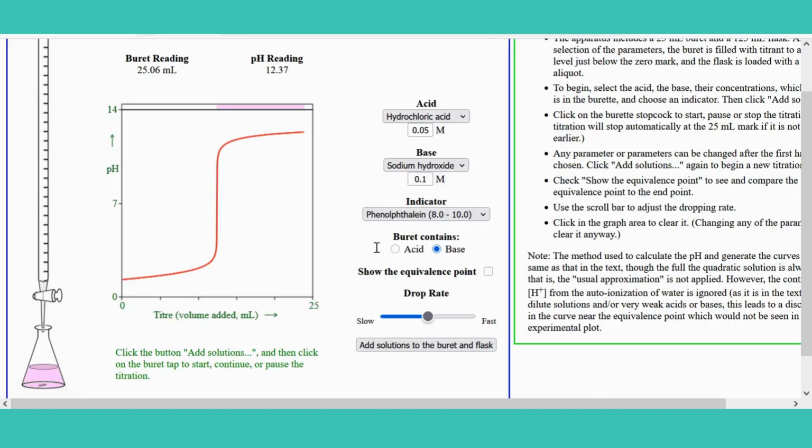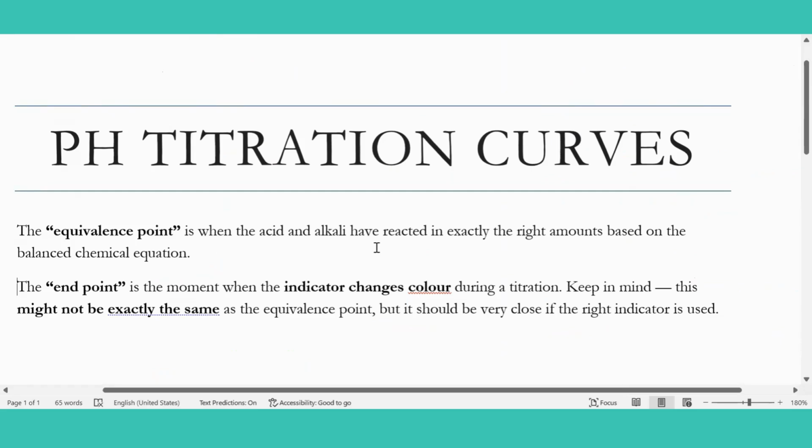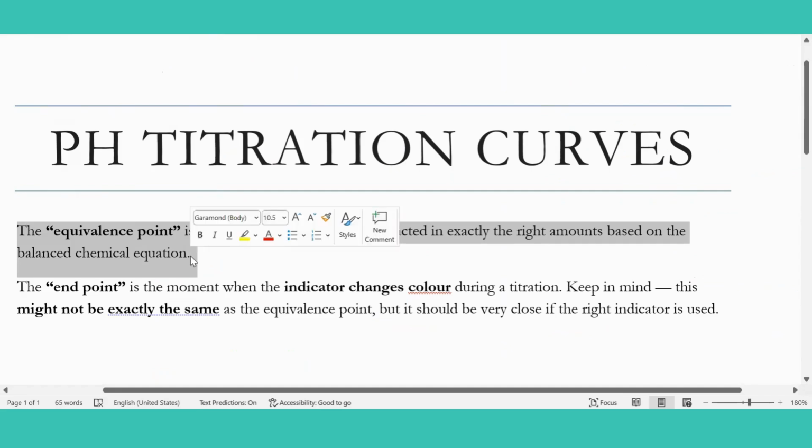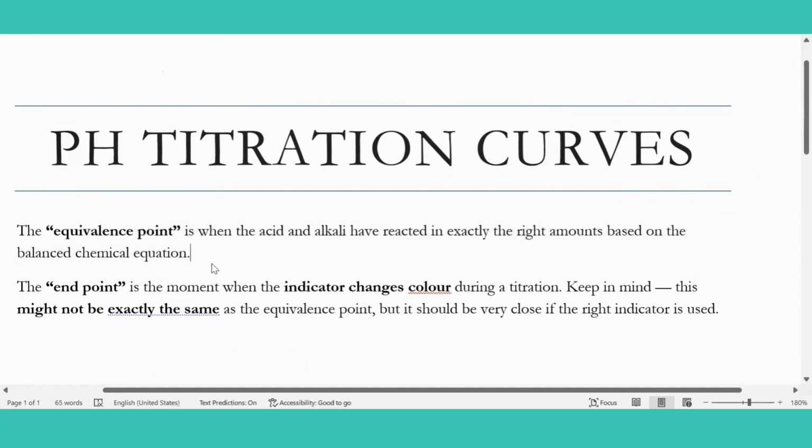Okay, so the topic that we'll be doing today is pH titration curves. For that, the first two things that we must understand are the equivalence point and the end point. Equivalence point is basically the point when we have two quantities in equal molar amount so that one reacts completely with the other. Right now, we are focused on acid and alkali because we are focused on the pH titration curves. That is why I've referred to acid or alkali.